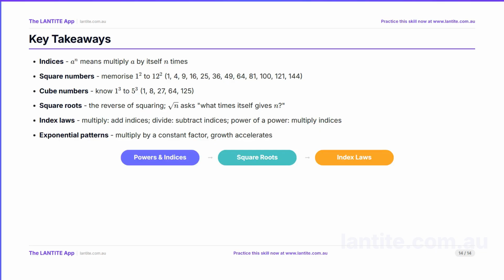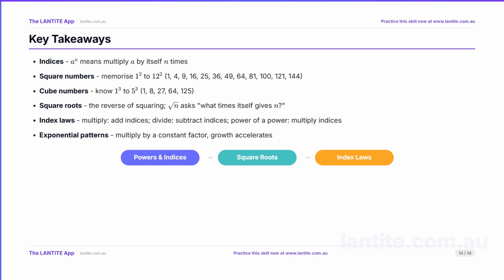Let's recap the key ideas from this lesson. An index tells you how many times to multiply a number by itself. You should memorize the square numbers from 1 squared to 12 squared, and the cube numbers from 1 cubed to 5 cubed. These come up repeatedly on the LANTITE. Square roots are the reverse of squaring. The square root of n asks what number times itself gives n.